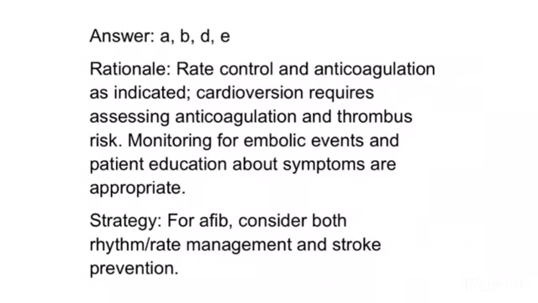Rationale: rate control and anticoagulation as indicated, cardioversion requires assessing anticoagulation and thrombus risk. Monitoring for embolic events and patient education about symptoms are appropriate. Strategy: for AFib, consider both rhythm/rate management and stroke prevention.